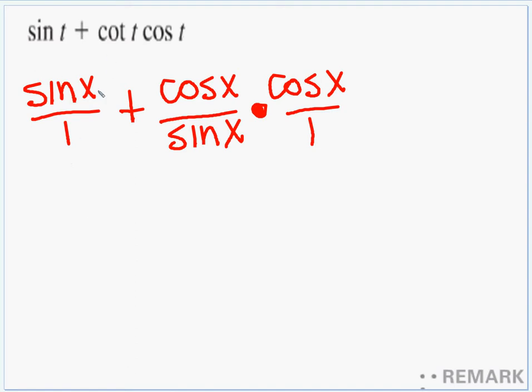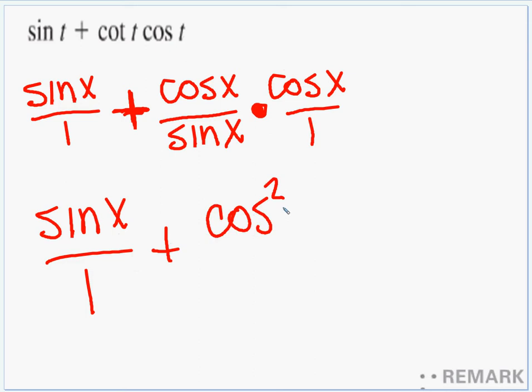Now, if you're looking at those sines on the diagonal, thinking you're going to cancel them, you can't because that's addition. You can only do that across multiplication. So let's combine the stuff after the plus. Cos times cos in the numerator, well, that's cos squared. Denominator, sine times 1 is sine. Okay, we're getting somewhere.